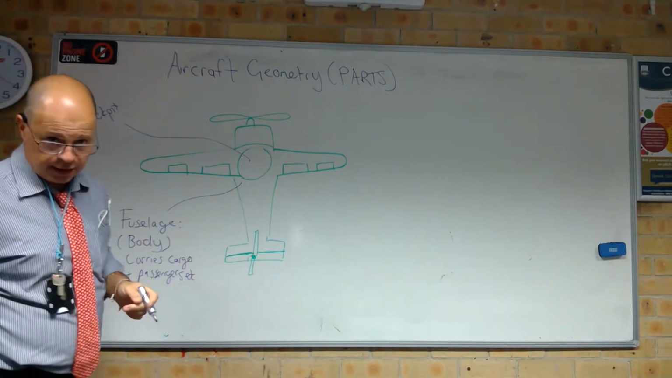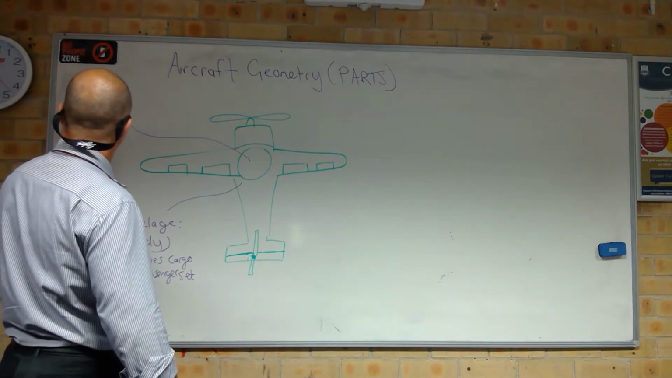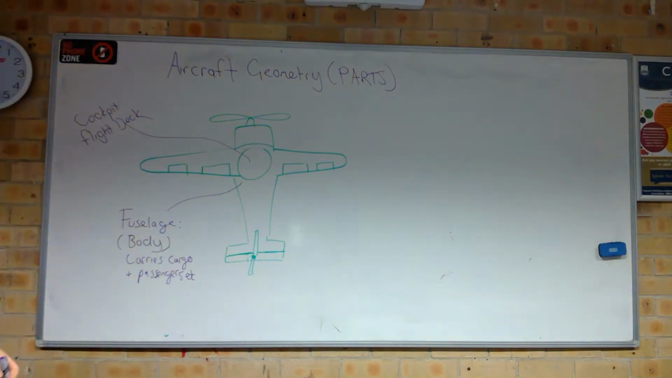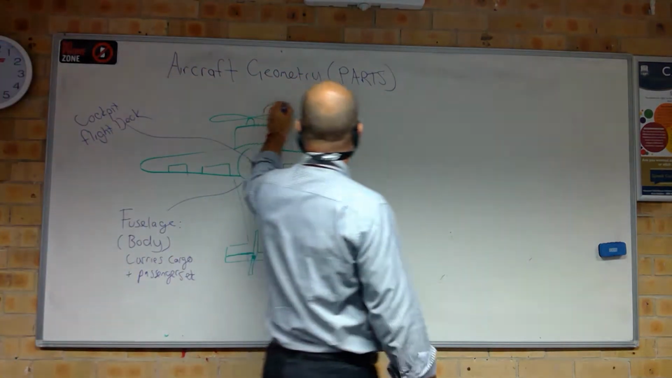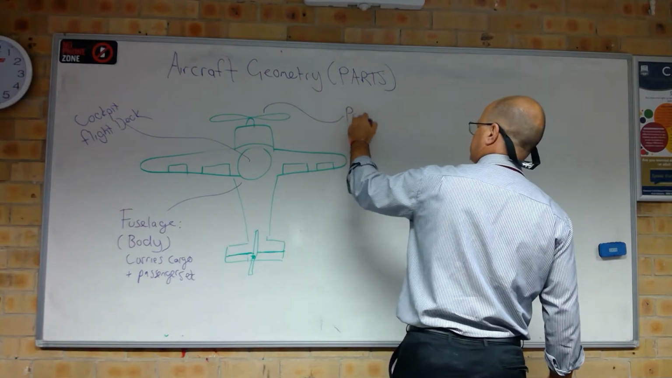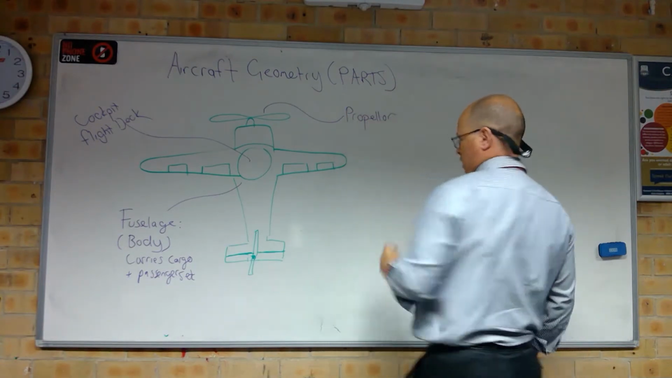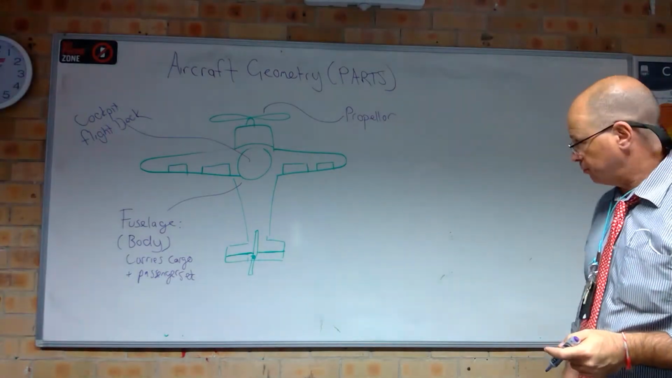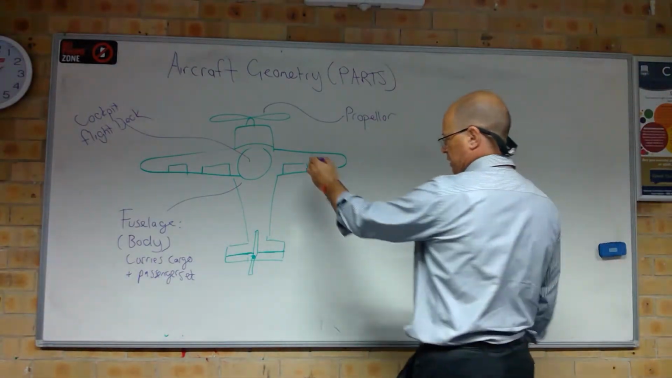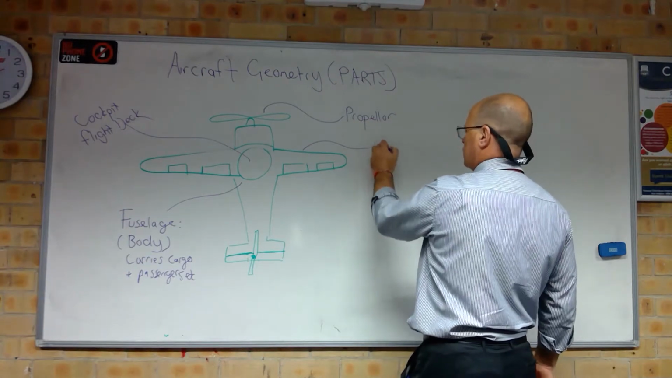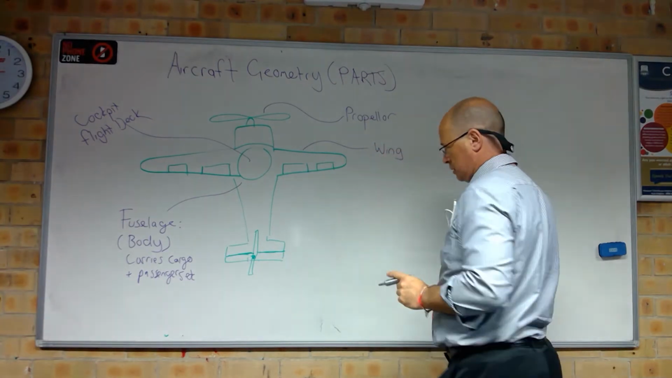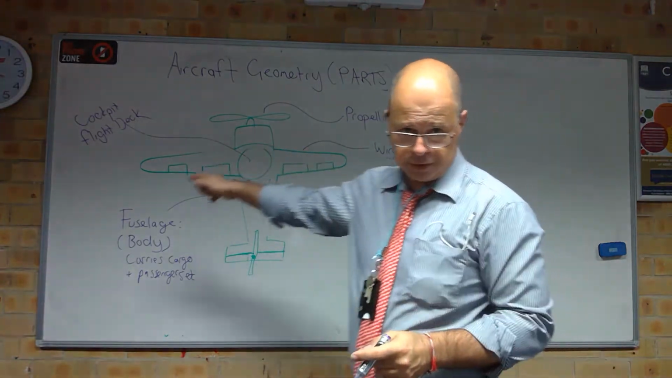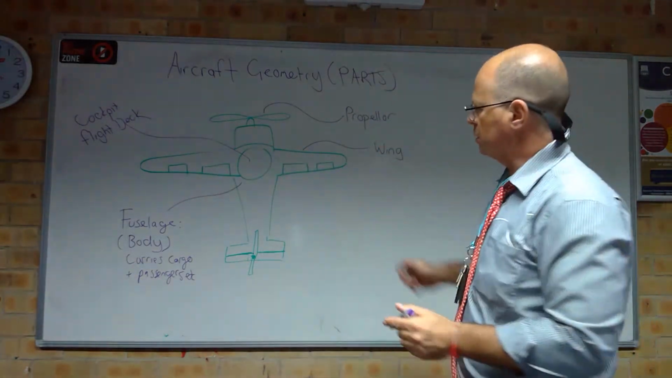Obviously where our pilot sits is called the cockpit, or on a larger airliner it might be called the flight deck. Propulsion for this aircraft is a propeller. It could also be a jet, and then obviously wing, and then inside the wing we've got these surfaces, okay, that can be adjusted.